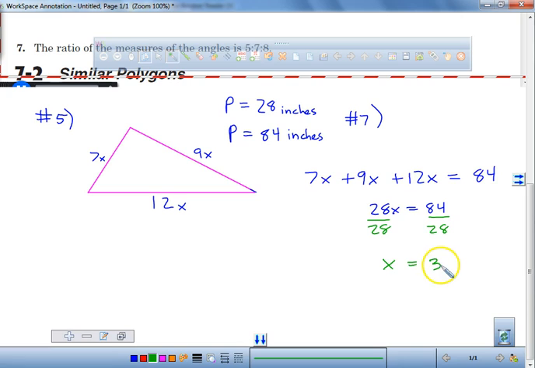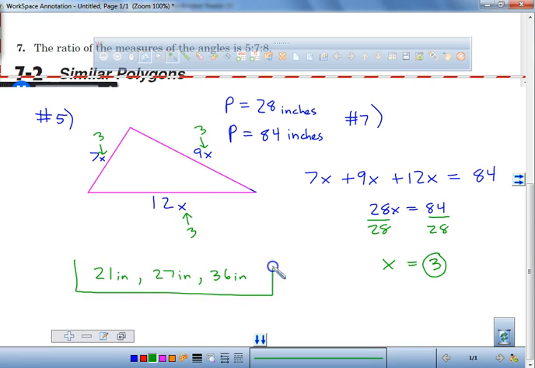All right. So what we're going to do is take this 3, everybody, and plug it in right here, and right here, and right here. And that will give us the actual dimensions for our triangle: 21, 27, and 36. 7 times 3 is 21 inches. 9 times 3 makes that 27 inches. And 12 times 3 makes that 36 inches.